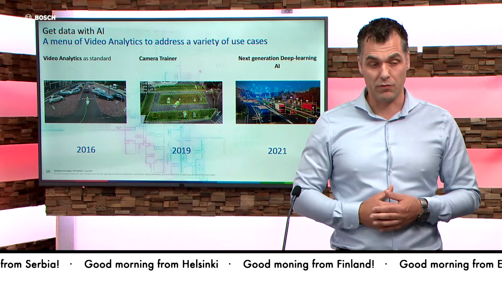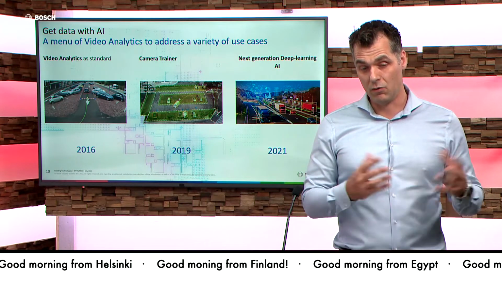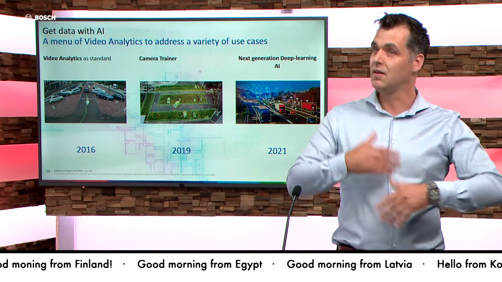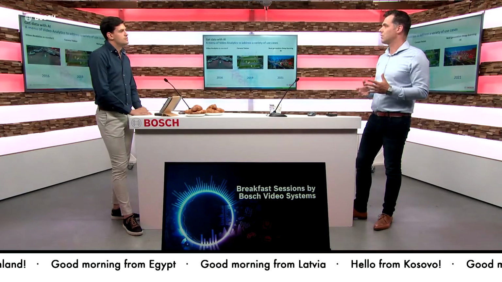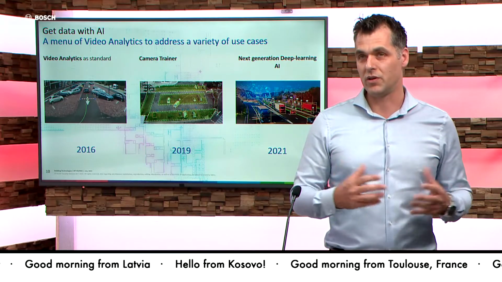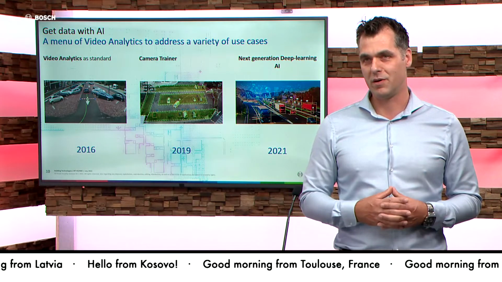You can train it, for example, on how a barrier looks like, then this is a barrier, and this is the open state, and this is the closed state. And then you can give the state simply to camera trainer, and then you can see what kind of detections or alarms you can simply do with that. And that's a huge benefit there.